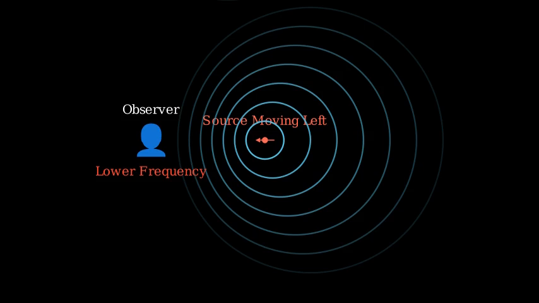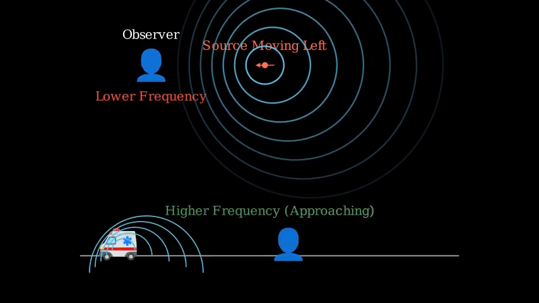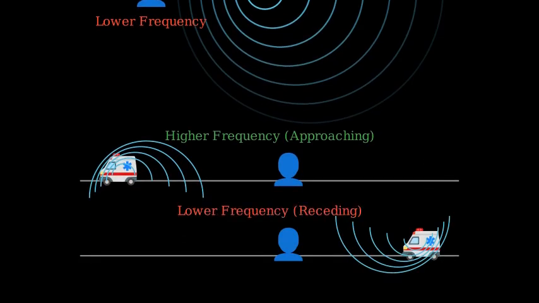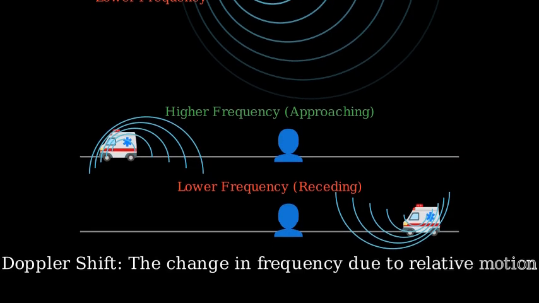Let's see a common real-world example of the Doppler effect: an ambulance siren. As an ambulance approaches you, its siren sounds higher-pitched because the sound waves are compressed, resulting in a higher frequency. As it passes by and moves away from you, the siren sounds lower-pitched because the sound waves are stretched out, resulting in a lower frequency. This shift in frequency is called the Doppler shift.